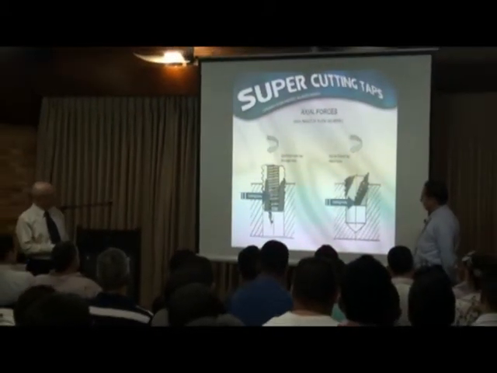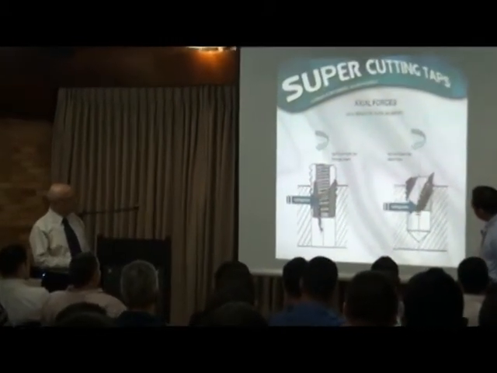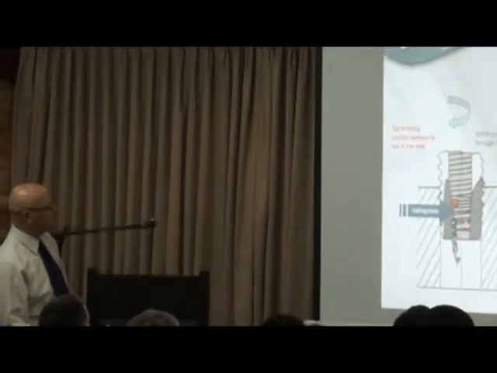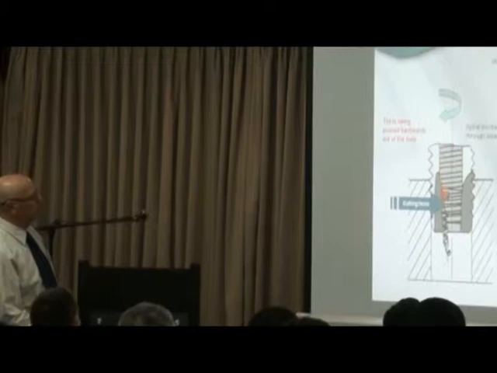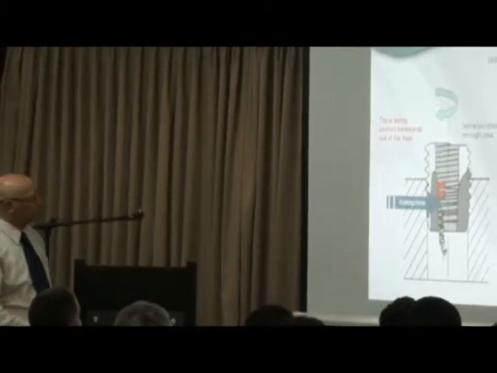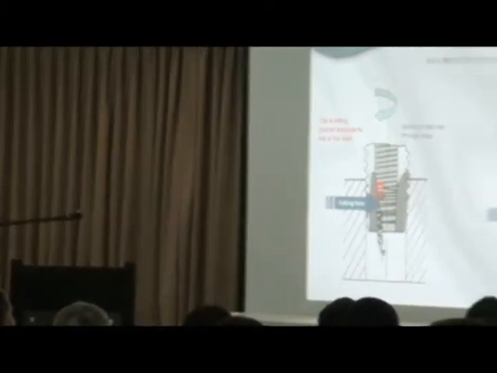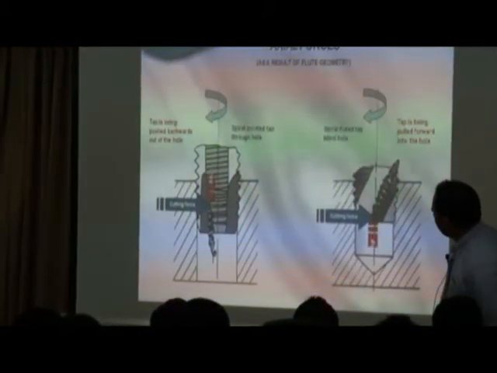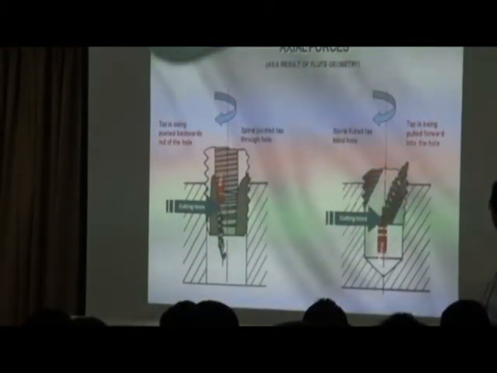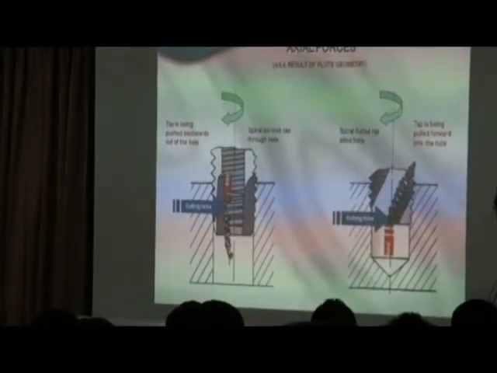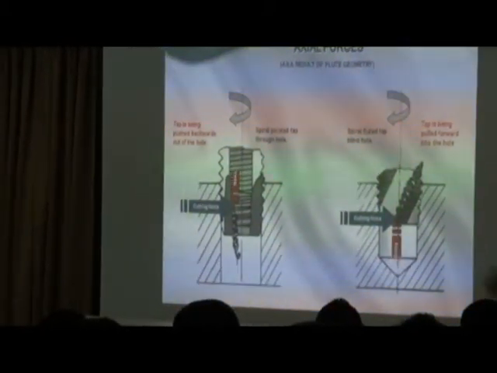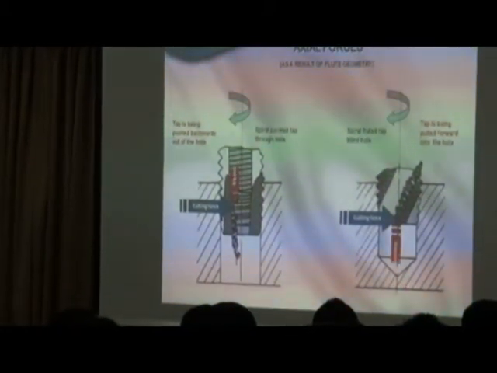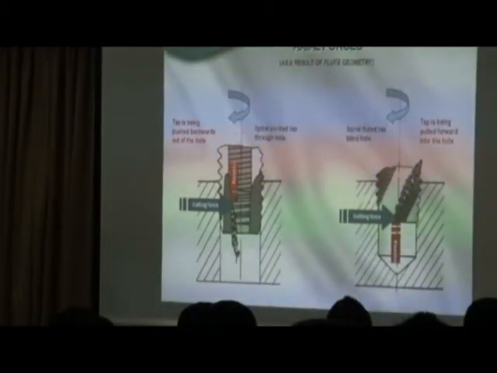For example, with a straight fluted tap, the reaction forces will push the tap backwards out of the hole. Por ejemplo, con el macho de filo recto tenemos que la fuerza axial o la fuerza de reacción va directo hacia arriba. While with a spiral fluted tap, the tap is being pulled forward into the hole. Mientras que con el macho espiral la fuerza lo que hace es jalarlo hacia abajo, la fuerza va dirigida hacia el agujero.